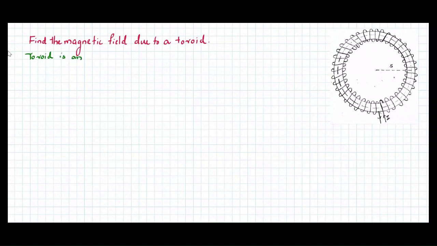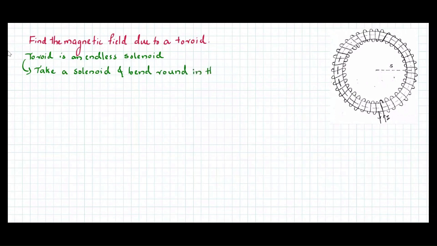What is a toroidal coil? A toroidal coil consists of a circular ring around which a long wire is wrapped. We can say a toroid is nothing but an endless solenoid. We have seen what is meant by a solenoid in the previous problem.